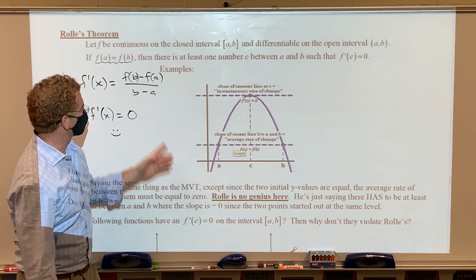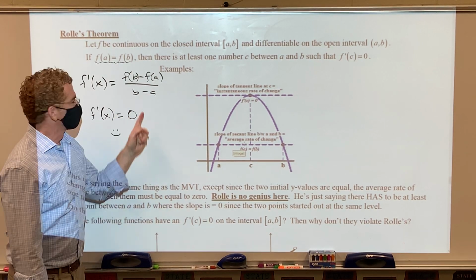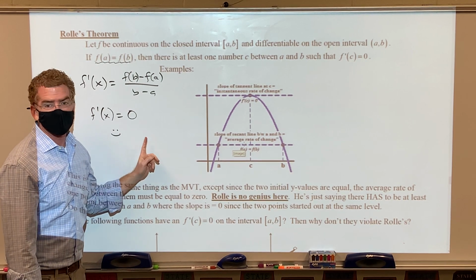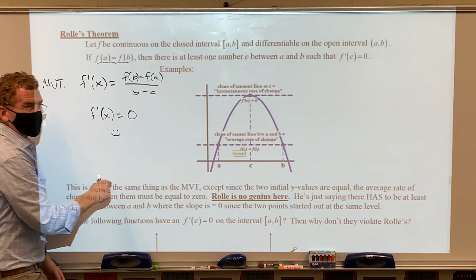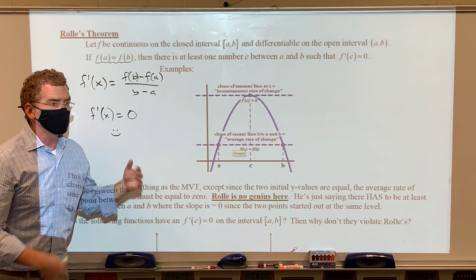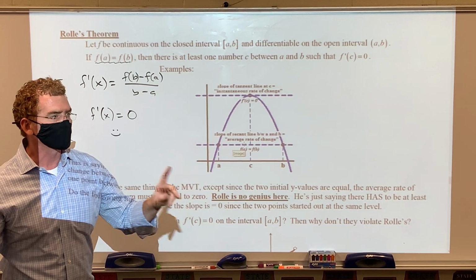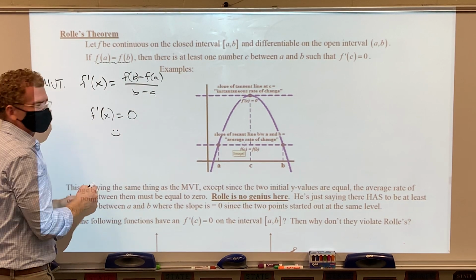Well, duh, because if the y values are the same, what happens to your slope? It becomes 0. So I don't know why this is worthy of putting your name on it and going, who, Rolle's theorem? Glory to Rolle. But right here, this to me is the mean value theorem. And on your AP test, if you run into a situation like this, you're welcome to quote Rolle's theorem. But Rolle's theorem is basically the same thing as the mean value theorem.